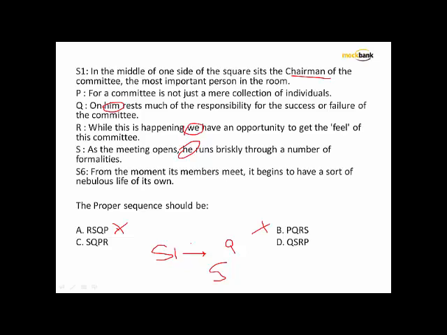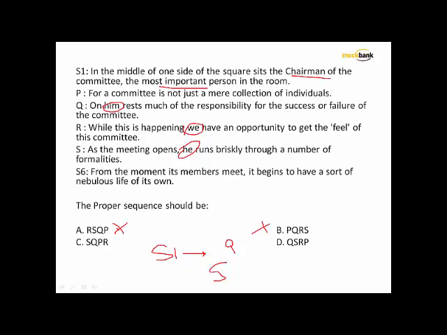So I'll read this. In the middle of one side of the square sits the chairman of the committee, the most important person in the room. That means I would need to explain why he is important, right? I have read on him rests much of the responsibility for the success or failure of the committee. And then it says as the meeting opens, he runs briskly through a number of formalities. So which sentence explains that the chairman of the committee is actually the most important person in the room?